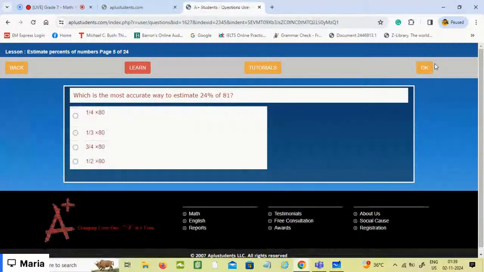Which is the most accurate way to estimate 24% of 81? Which is the correct option? That is 1 by 4 times 80. Option number 1 is the correct option.